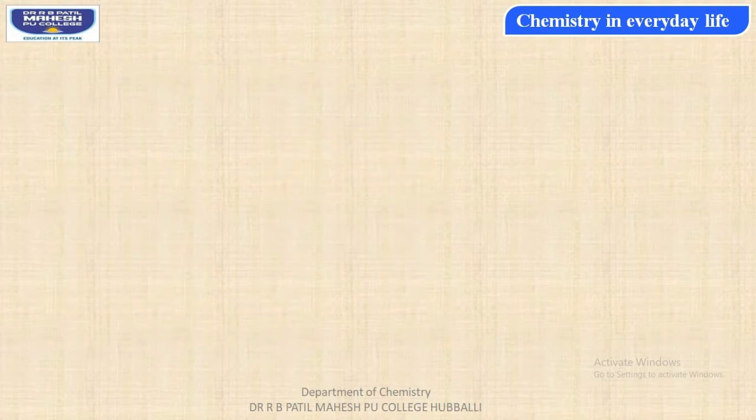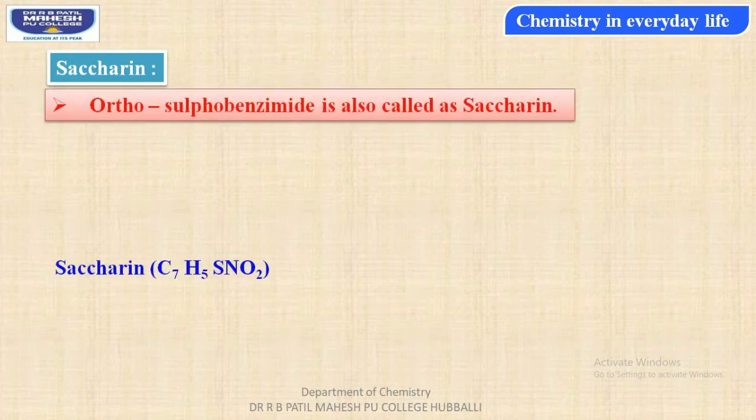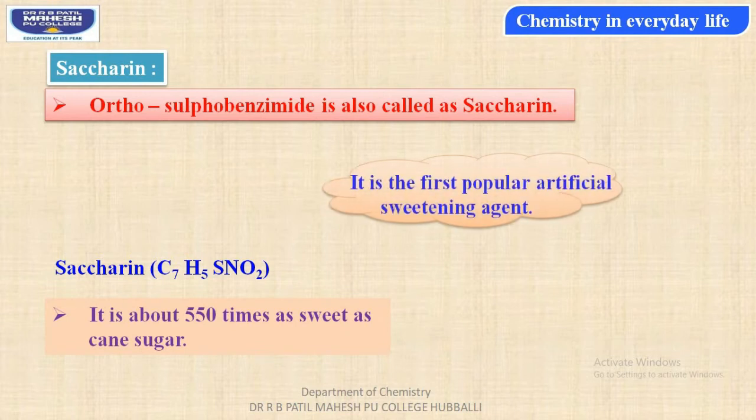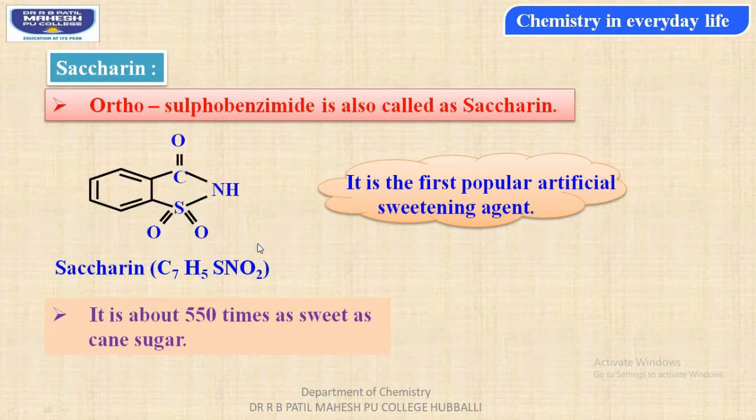Now students, let us study some artificial sweetening agent examples, and the first example is saccharin, which is also called ortho-sulfobenzimide, with the molecular formula C7H5SNO2. It is about 550 times as sweet as cane sugar. Thus, it is the first popular artificial sweetening agent synthesized. The structure of saccharin is given.